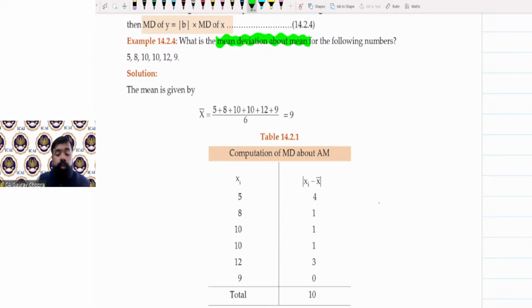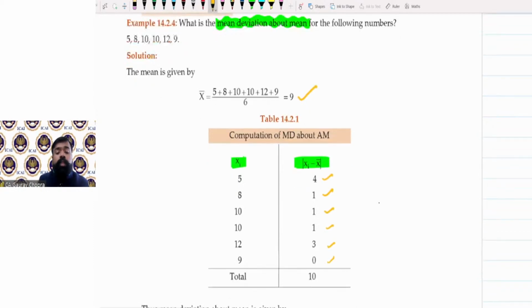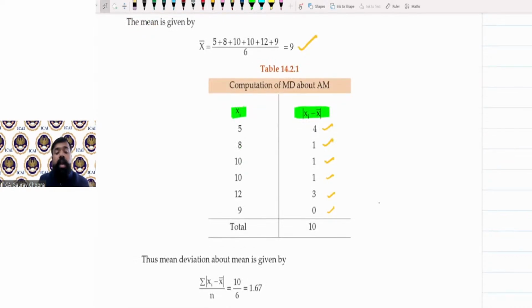So for these numbers x, we have to find out mod x minus x bar. So what is x bar? X bar is 9. Then we can take deviation from 9. It is 4, 1, 1, 1, 3, 0. All these deviations we have taken, and after the deviations, we have to add them. The total will be 10.